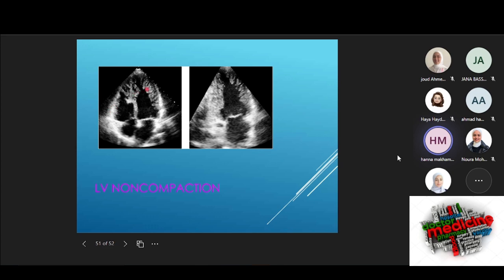So هون بنلاحظ the deep recesses that are present, بمعنى the ventricle did not compact during embryological life. The two layers did not compact properly, so they were separated. مشان هيك بتشوف انت deep recesses اللي موجودة. This is normally not present. Again, the presentation here, heart failure, arrhythmias, or thrombosis in that area.